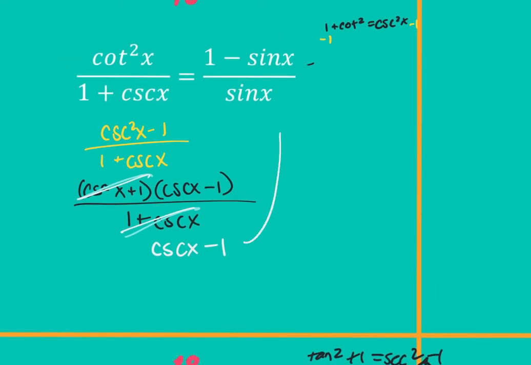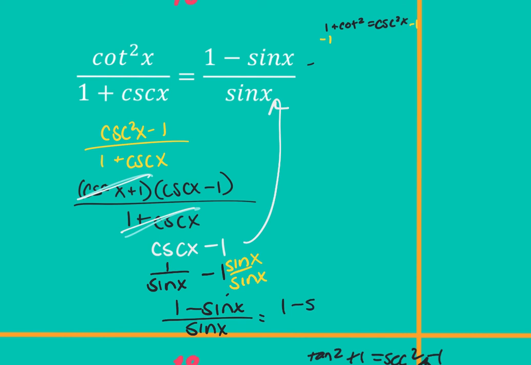So I'm still not where I need to be, but if I rewrite cosecant as 1 over sine of x minus 1, and I give it a like denominator, it would be sine over sine. And then I can combine it, so it would be 1 minus sine of x over sine of x. And now it equals the other side.